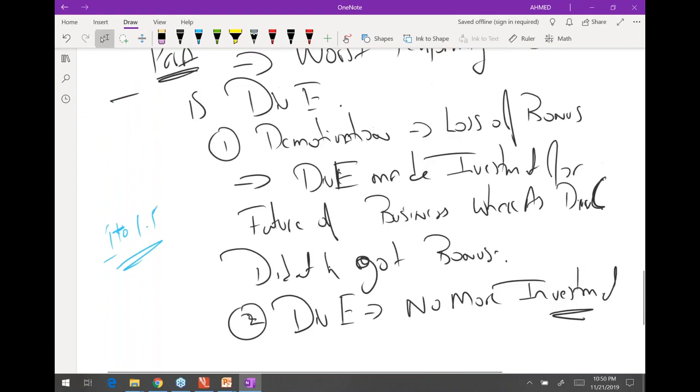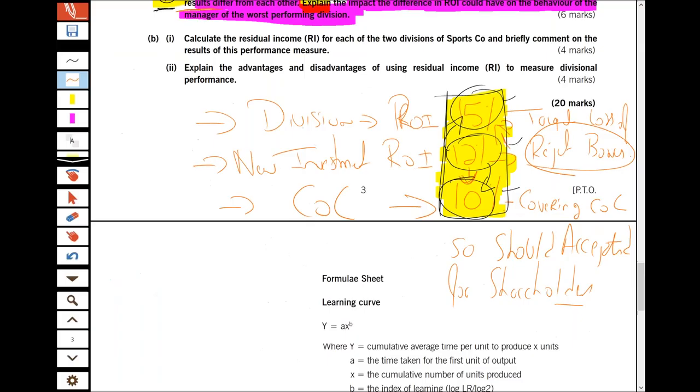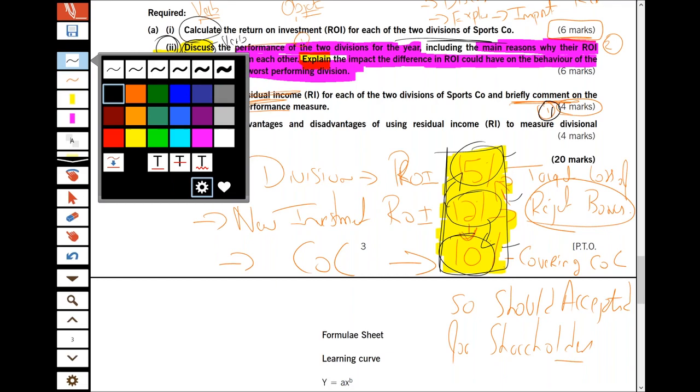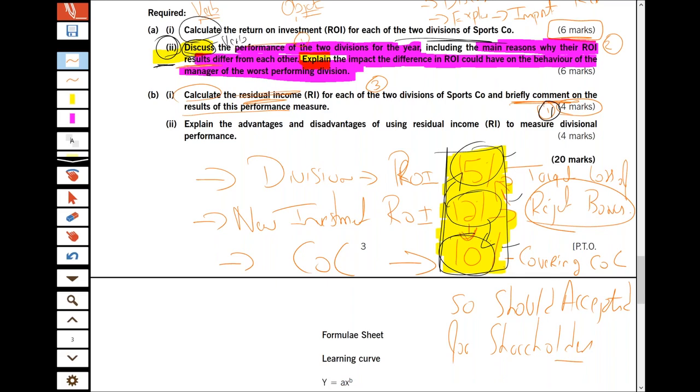Now the next part, calculate RI. Calculate RI for each of the 2 divisions and briefly comment on results of their performance. Now for this brief comment, 1 mark will be given to you. And then the RI calculation is to be performed. So 3 marks for calculation and 1 mark for the brief comment. So friends, let's go back to the solution and quickly solve for RI.